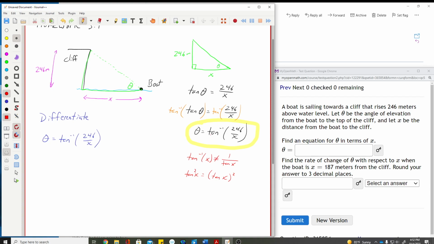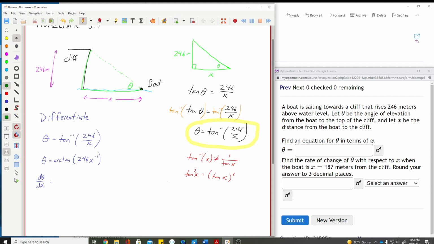So what might be helpful is thinking of anytime we have this inverse function, we could also write it as arctangent instead. So I'm just going to go ahead and write it as arctangent, not because I have to, but just to avoid confusion. And what I'm going to do on the inside is change this into 246x to the negative 1 power. That's the main reason why I'm rewriting this. All right. So now when I differentiate, on the left I'm going to have the derivative of theta with respect to x. And then I need to figure out what the derivative of arctangent is.